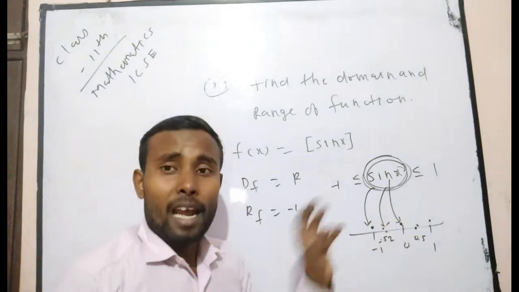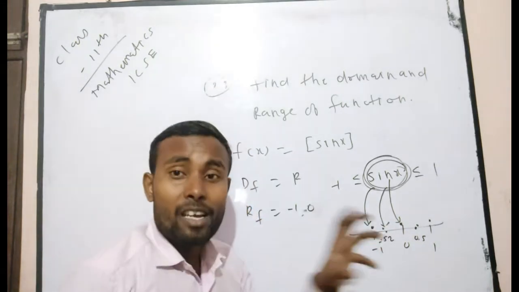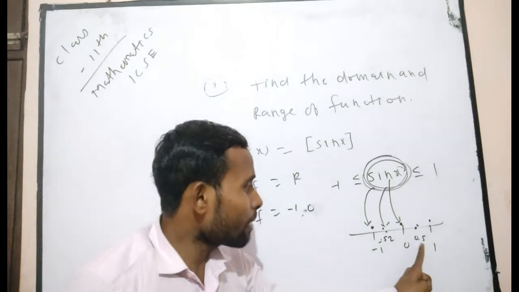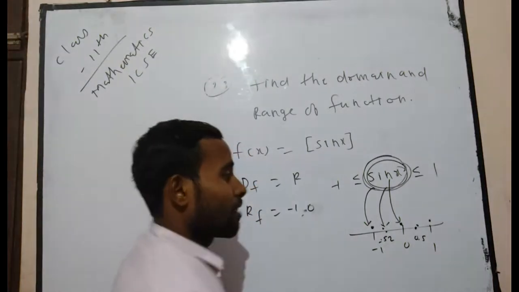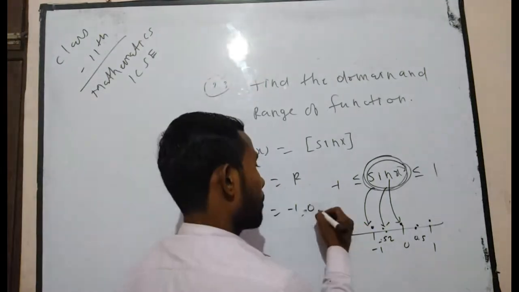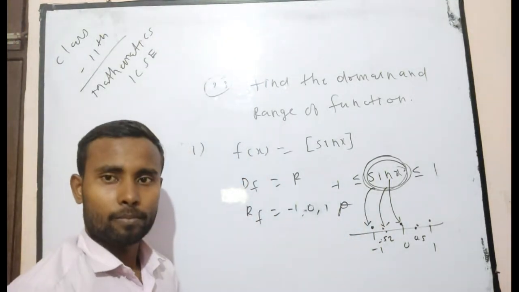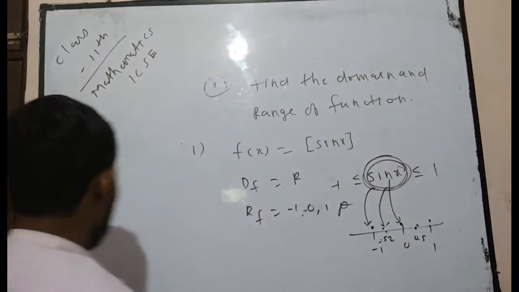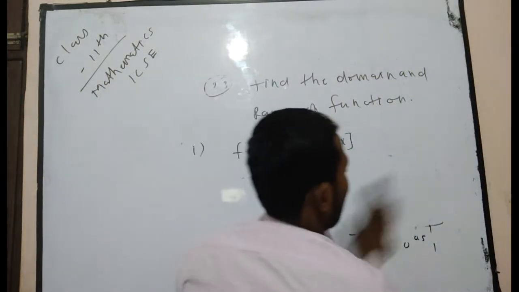In case of an integer, x will be x. But here it is not an integer, so you have to take the nearest lower integer value. In that case, the greatest integer of 0.5 will be 0. And finally, if you take the integer value 1, then it will be 1. So its range will be -1, 0 and 1. Now we take the next example. I think you understand my point.